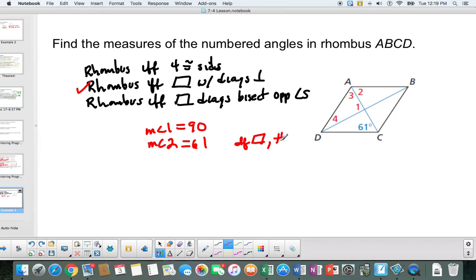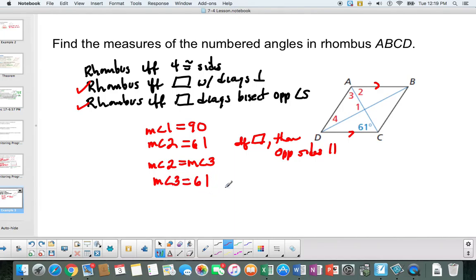I also know that the measure of angle 2 is equal to 61, and that's because if you have a parallelogram, then opposite sides are parallel. So I know these are parallel, therefore 61 and 61 are here. I also know that the measure of angle 2 is equal to the measure of angle 3, and that comes from this theorem right here, bisecting. So the measure of angle 3 is equal to 61.